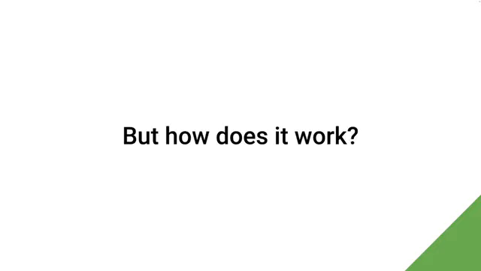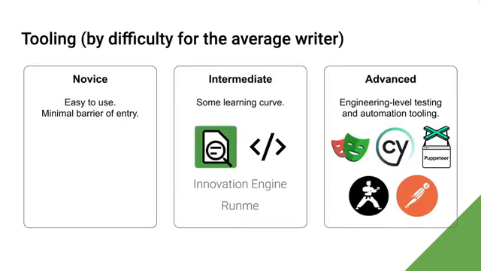But how does this all work? I mentioned tools earlier. What are some of these tools? There's a lot, but also not. This is tooling by difficulty for the average writer, not by the average engineer. As you can see, there's a whole lot of advanced stuff.